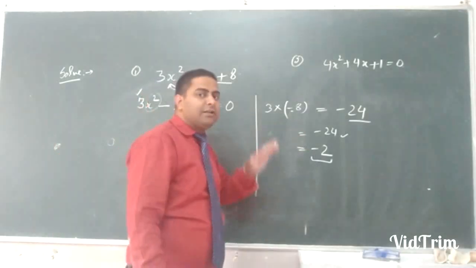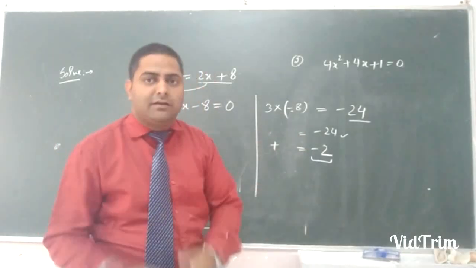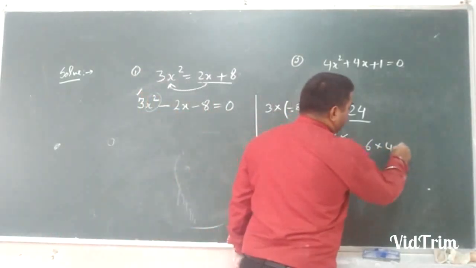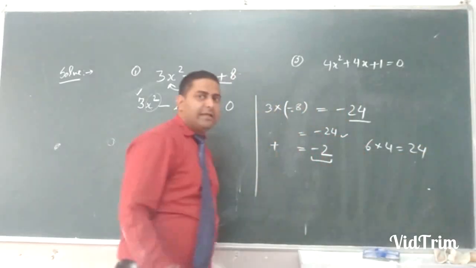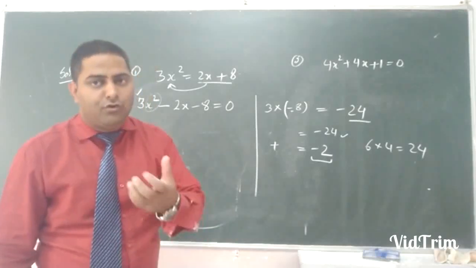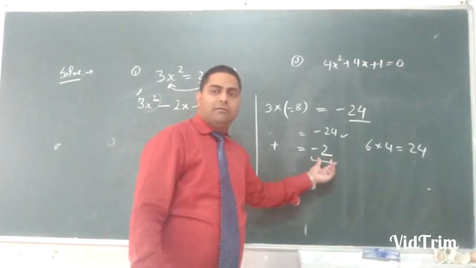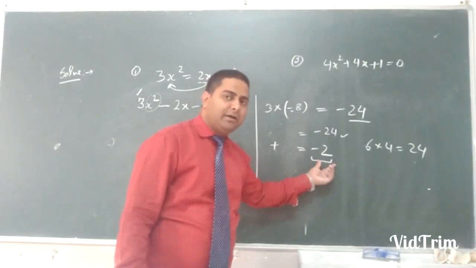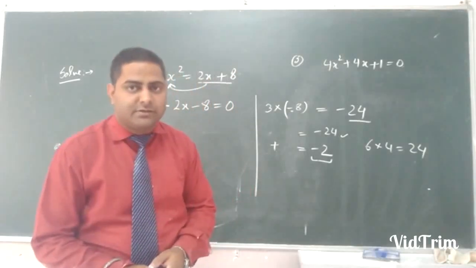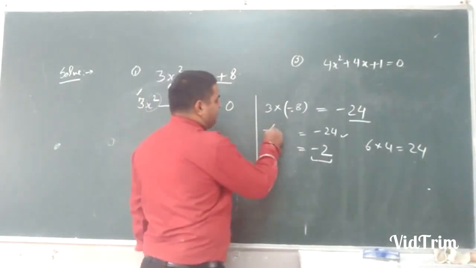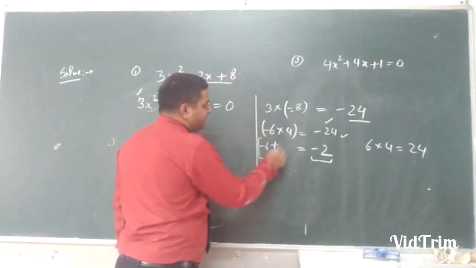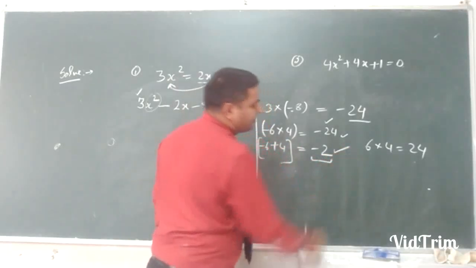So what are the factors? What are the numbers which when multiplied we get minus 24? Let us find those numbers. It's 6 into 4. It's 24. Since we need minus 24, it means either 6 or 4 is negative. But here, sum is minus 2. It means bigger number is negative. So out of 6 and 4, which is a bigger number? 6. So 6 should be taken negative. So minus 6 into 4 gives us minus 24, and minus 6 plus 4 gives us minus 2.